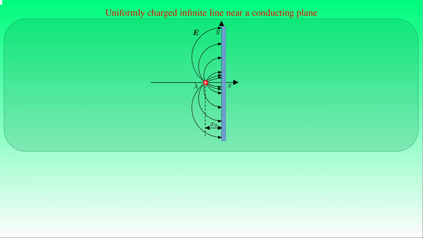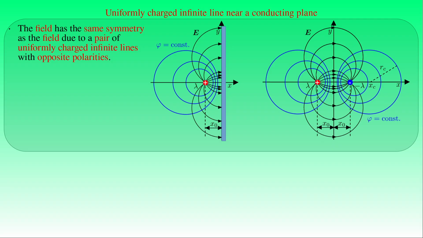The equipotential surfaces are infinite cylindrical surfaces about the line charge due to the symmetry of the distribution of the charges along the line and over the surface. If we compare the geometry of this electric field with the one on the left-hand side of two uniformly charged infinite lines of opposite polarity at a distance 2 times x naught from each other, then we can see the same distribution and orientation of the electric field lines in space. Motivated by these findings, we will apply the method of images to determine the electric field due to the uniformly charged infinite line near the infinite conducting plane.